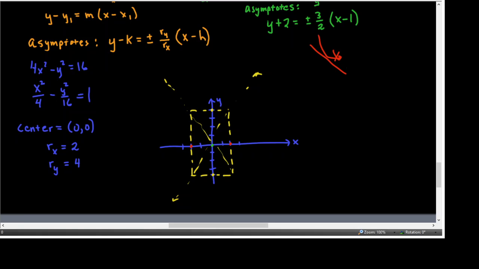Then you have to choose whether they're going to open up or open down. Because the positive fraction contains x, that means they're going to open left and right. So kind of like the last one we did, this looks very similar to it. It's going to open left and right.